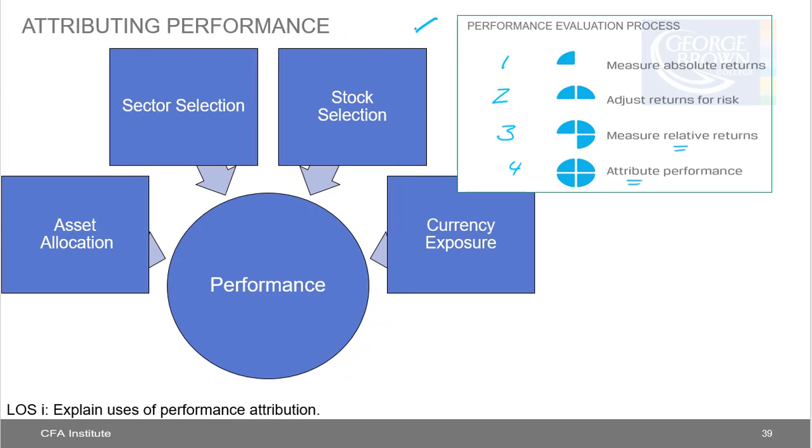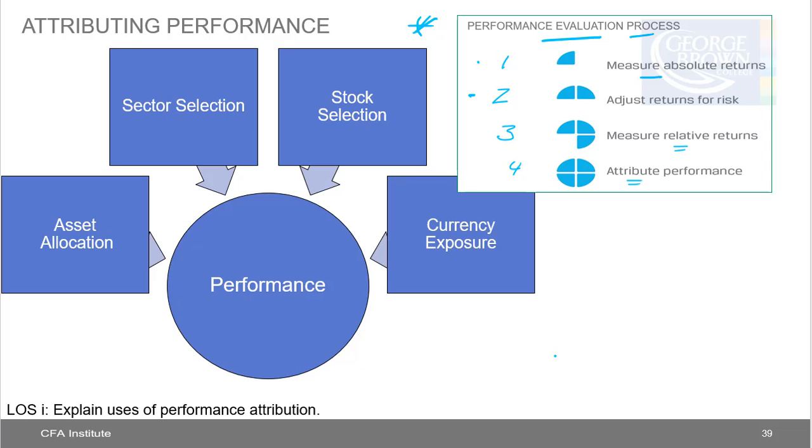That's a good time to just cycle back and review. Remember the performance evaluation process, 4 steps. Step number 1, measure absolute returns. So we do that with holding period return or time-weighted returns for the funds because of the cash flows. Number 2 is we're going to adjust the returns for risk. So we look at the return to risk ratios.